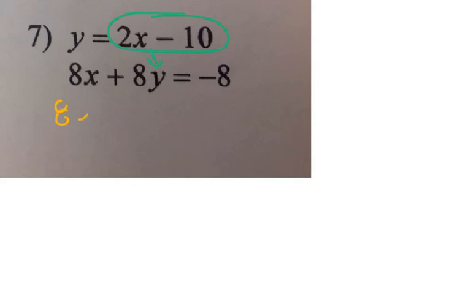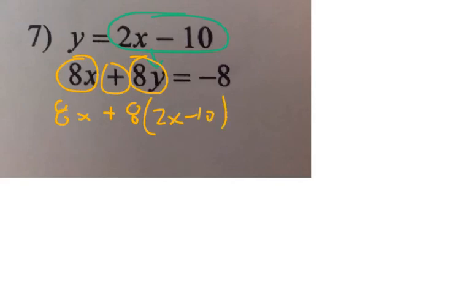Let's see what we get here. I get 8x. Again, that comes from there. I have a plus. And then for 8y, I'm going to have 8 times the 2x minus 10, because I put the 2x minus 10, which equaled the y, in for the other y. And I have an equals there, and then of course a negative 8. So see how I literally took one equation, follow the red, and plugged it into the other equation. That again is called substitution.